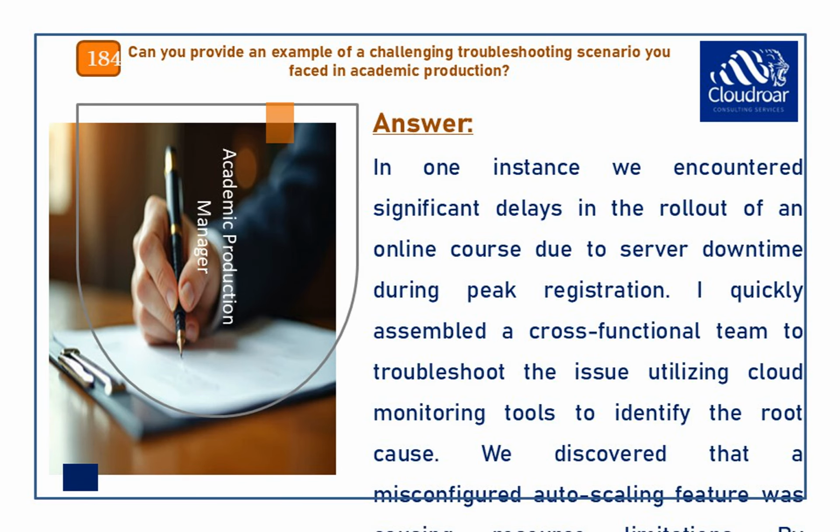Question 184. Can you provide an example of a challenging troubleshooting scenario you faced in academic production? In one instance, we encountered significant delays in the rollout of an online course due to server downtime during peak registration. I quickly assembled a cross-functional team to troubleshoot the issue, utilizing cloud monitoring tools to identify the root cause. We discovered that a misconfigured auto-scaling feature was causing resource limitations.